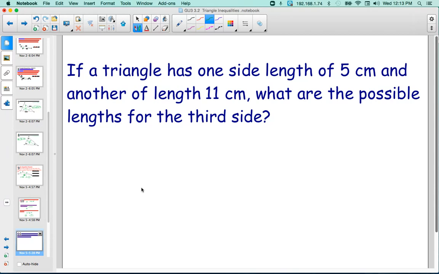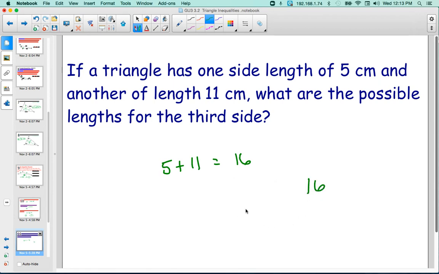All right, if a triangle has one side length of 5 centimeters and another length of 11, what are the possible lengths for the third side? This is important, because this talks about not only how big the third side can be, but also how small. Now we know how big it can be because we know that the third side can't be bigger than 5 plus 11. It can't be bigger than 16. All right, so we know 16 is kind of our max.